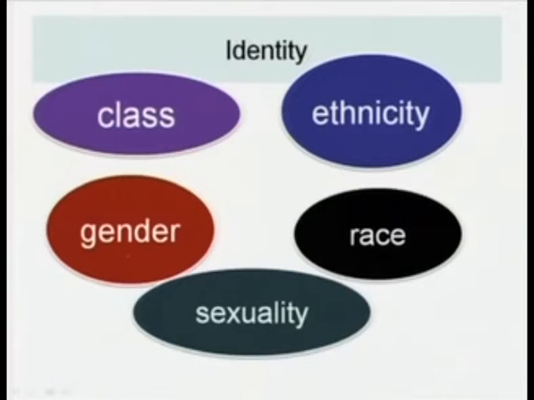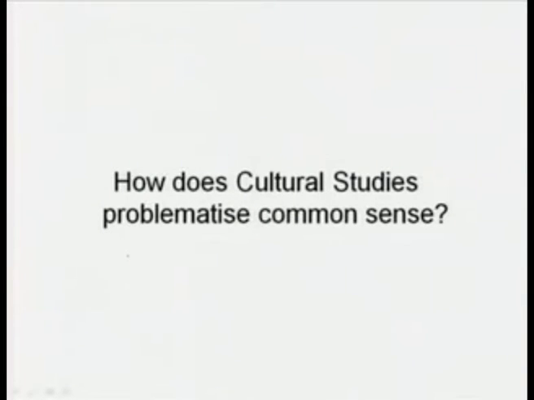In that we use phrases like our racial identity, our ethnic identity, our class identity, our sexual identity and our gender identity. Okay? These also are part and parcel of the labels that are given to us in our cultural practices. So, how we are formed as beings in culture. Subjectivity and identity are the key areas that we need to explore if we have to understand ourselves as cultural beings. Next question, how does cultural studies problematize common sense?